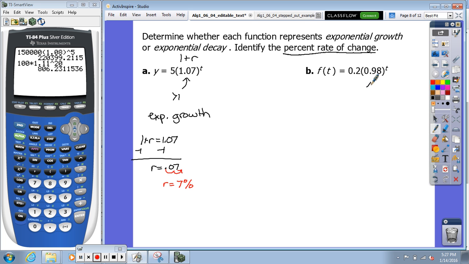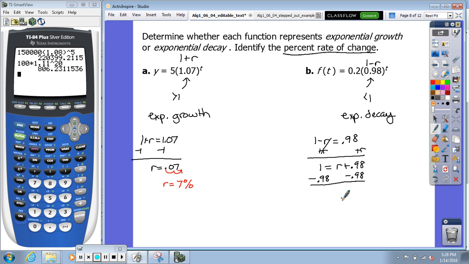Alright, this one, if you notice in here, this is less than 1. So that's how we know that it is exponential decay. Now, for exponential decay, we know that in the parentheses, this is 1 minus r. So we can say that 1 minus r equals 0.98. Now, I'm going to go ahead and add r to this side. So I get 1 equals r plus 0.98. Then I'm going to subtract 0.98 from the other side. So I'm just trying to solve for r.